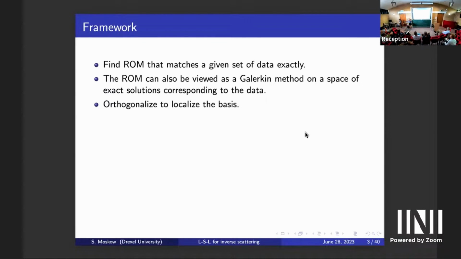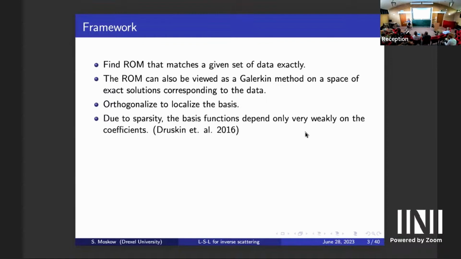So you can orthogonalize, and this is sort of why it works. This next part is because if you orthogonalize and localize the basis, the idea being that due to sparsity of your orthogonalization and localization, the basis functions then depend very weakly on your unknown.